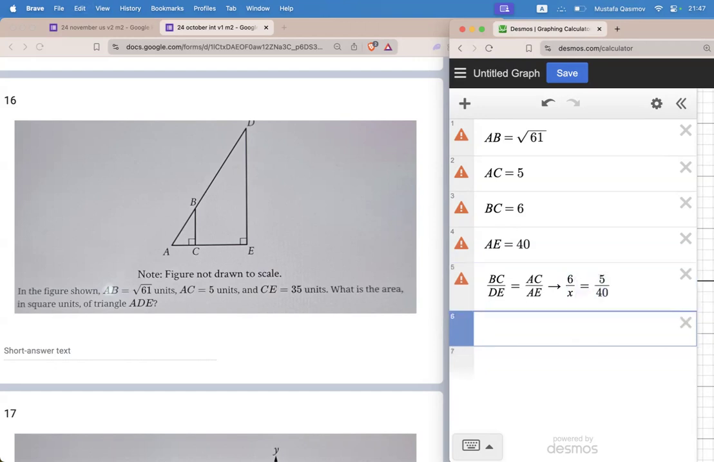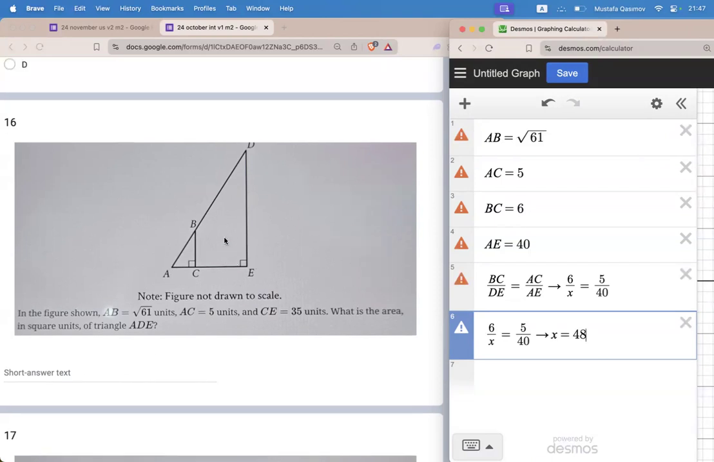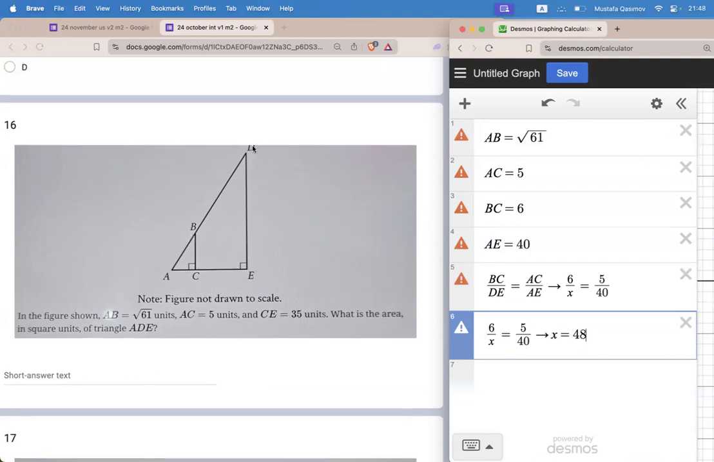How do we know that BC is divided by AC and AE? You have to look at the same angle. For example, BC and DE are opposite of the same angle, A. AC and AE are opposite of the same angle, B and D. B and D are equal to each other because these lines are parallel.